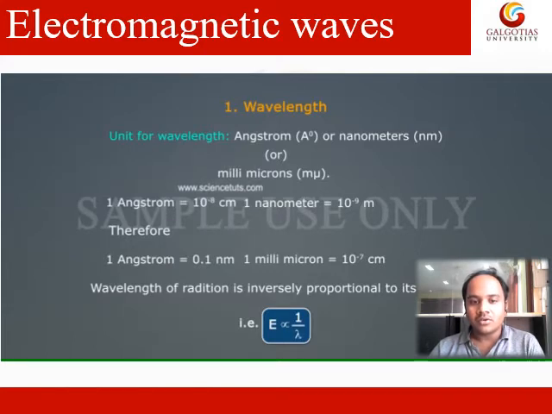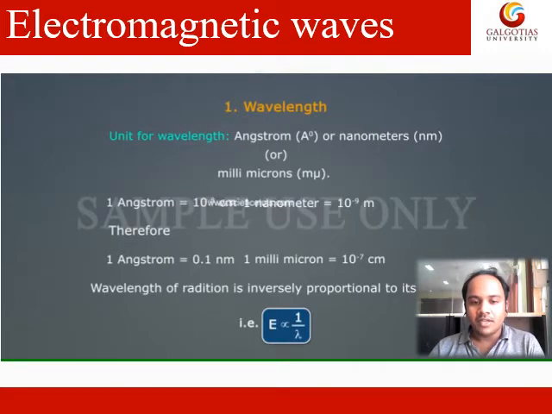So 1 angstrom is equal to 10^-8 centimeters, or 1 nanometer is equal to 10^-9 meters. Therefore 1 angstrom is equal to 0.1 nanometer, and 1 millimicron is equal to 10^-7 centimeters. So these are the different conversions which we need to understand. When we do calculations, we need to see whether it is in angstrom units or nanometers or millimicrons. Depending on that, we will be doing the calculation.